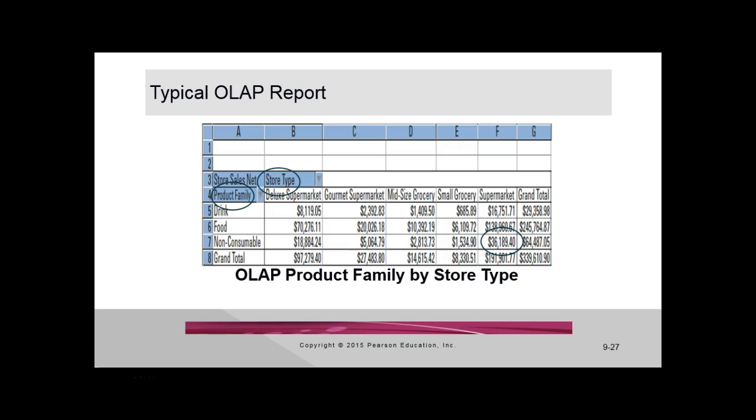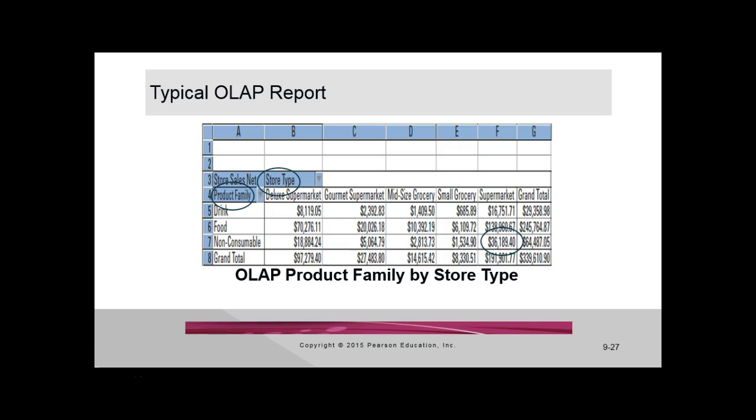The dimension on the rows here is the product family. So that's called a dimension. Drink, food, non-consumable, right? That's a dimension that we're looking at this data by. Another dimension we're looking at is the type of store it was bought at. Deluxe supermarket, gourmet, mid-size grocery. Those are called dimensions, the way we look at this. The third thing, the sales amount, is called a measure.